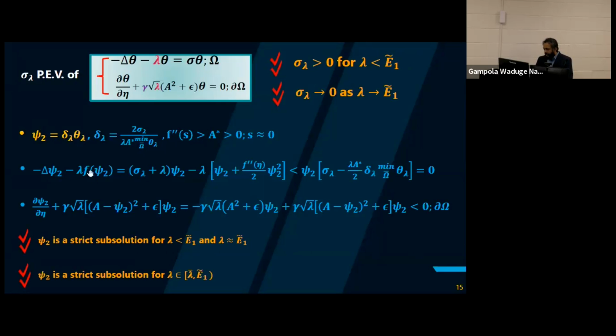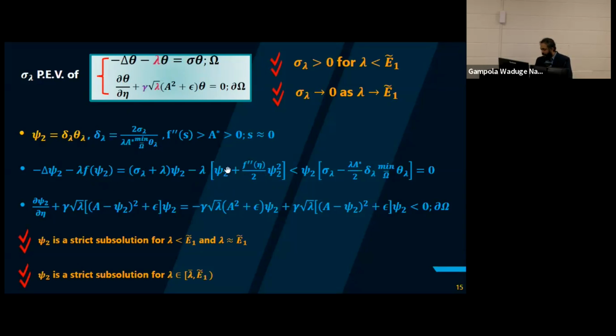All right, now if I compute this difference, negative Laplacian of psi2, that is going to be equal to this expression because of this eigenvalue problem. By the way, this theta lambda is the eigenfunction associated to this eigenvalue problem. So this negative Laplacian of psi2 is going to be equal to this expression, and lambda times f of psi2, I'm going to replace this quantity by this expression by Taylor's theorem.